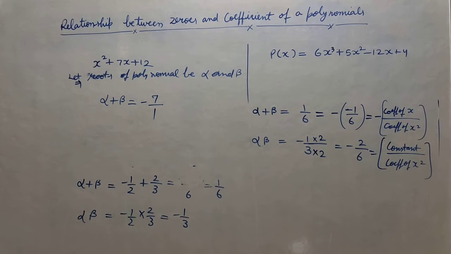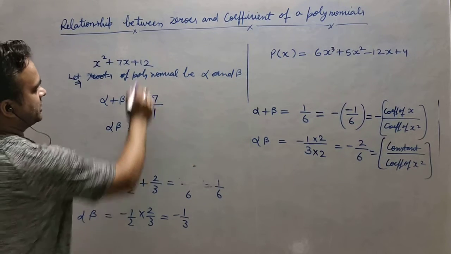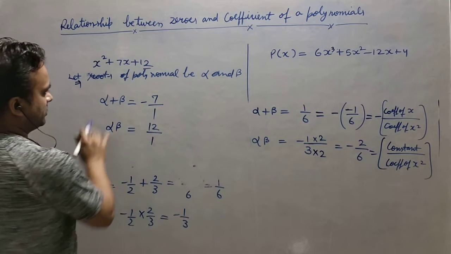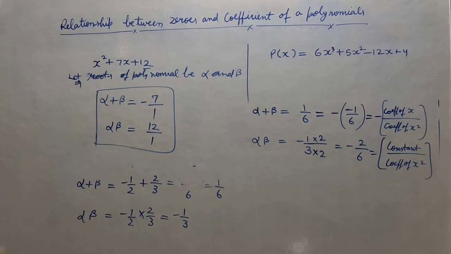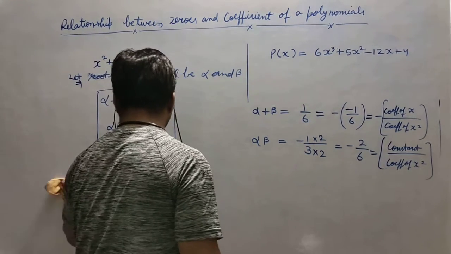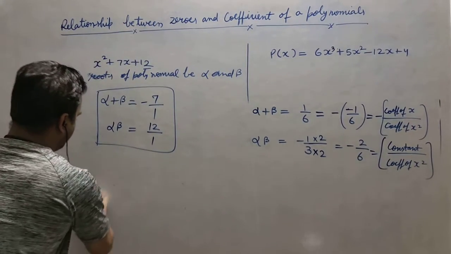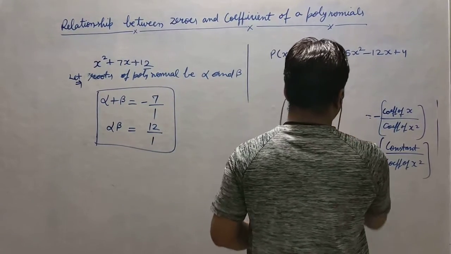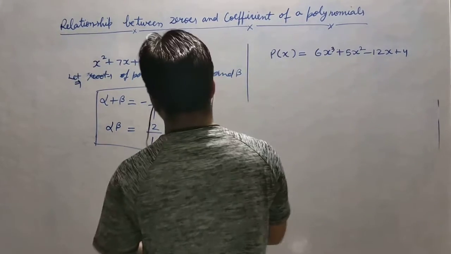So we have applied the same thing, right? Now we will see alpha beta. What is alpha beta here? Constant is here 12 upon 1. So this is from our side, which we have proved, right? Now what we will do? We will find the factors of this given polynomial first, right? And try to find, are we getting the same thing? Alpha plus beta and alpha beta is correct, if we find the actual roots of this polynomial.